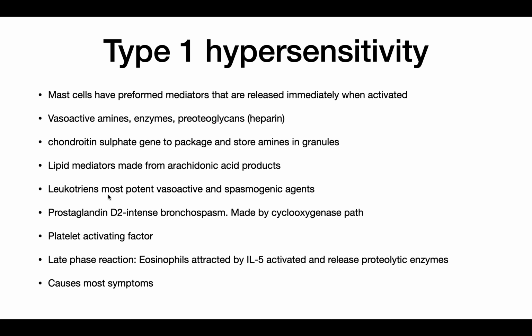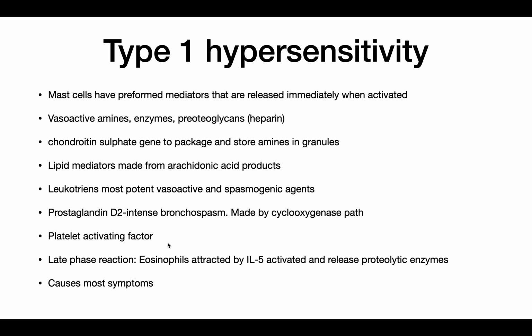So leukotrienes are going to be the most potent vasoactive and spasmodic agents. So prostaglandin D2 is going to cause intense bronchospasm and is made by the cyclooxygenase path. Well, remember from pharmacology, we can inhibit this by giving them aspirin. Platelet activating factor is going to also be working, and that can cause thrombosis and petechiae, like micro clots in the microvasculature as well.